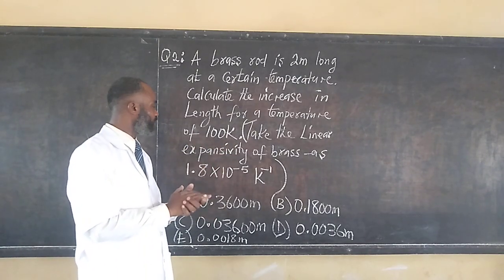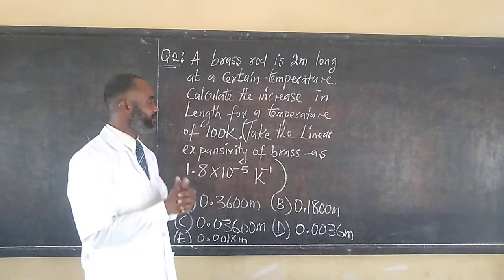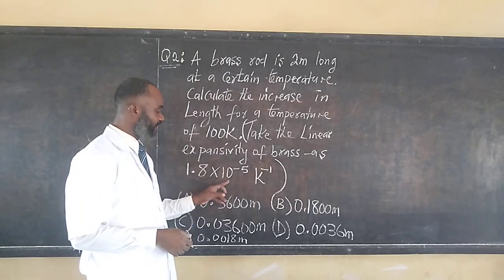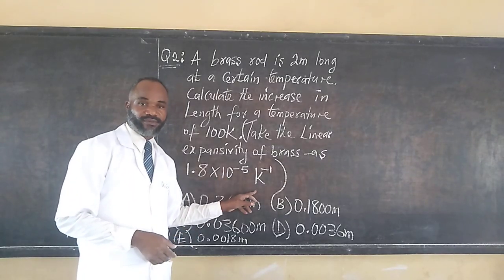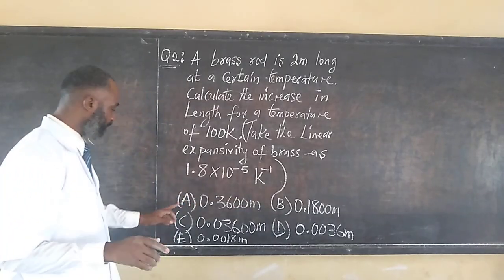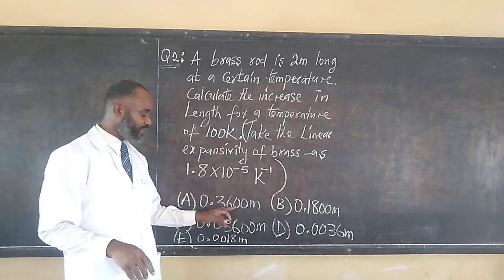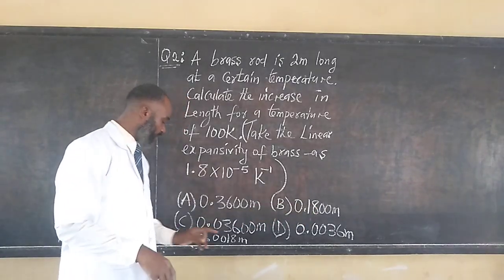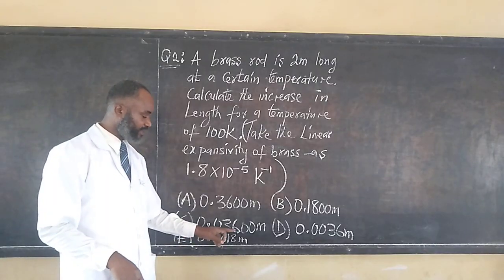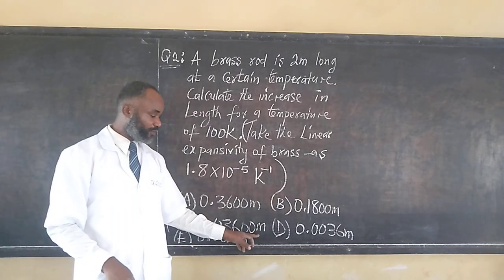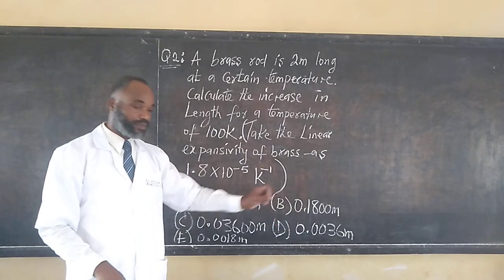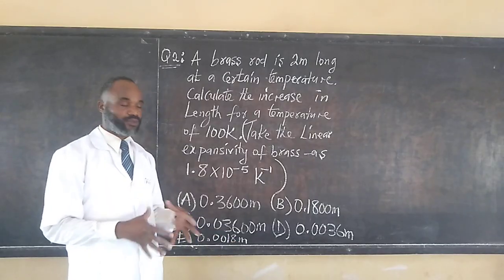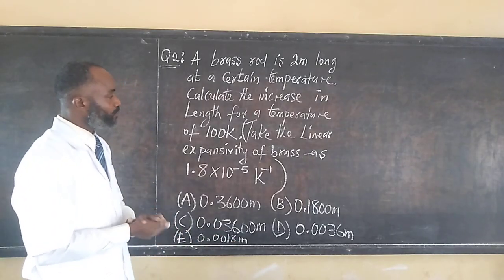For a temperature change of 100 Kelvin, take the linear expansivity of brass as 1.8 times 10 raised to the power minus 5 per Kelvin. Options given are option A 0.3600 meters, option B 0.1800 meters, option C 0.03600 meters, option D 0.0036 meters, option E 0.0018 meters, and so on. Okay? So what do we do?